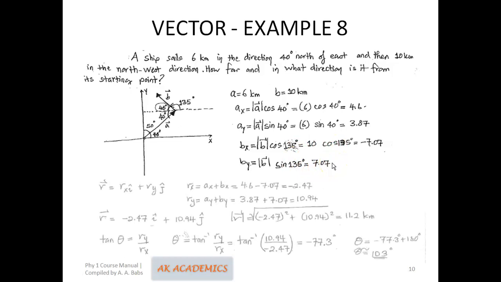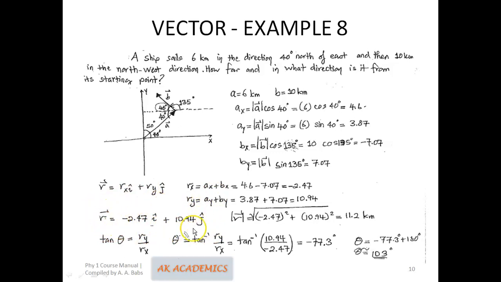All right, now that we have those, we take it a step further by asking: what is the resultant vector for the ship? It will be given as Rx i plus Ry j. Now we have all the x components and all the y components. So Rx will be the summation of all the x components, which gives us 4.6 minus 7.07 kilometers, which is minus 2.47. Ry would also give us 10.94, as you can see here. If you put both together, the resultant vector will be minus 2.47i plus 10.94j.